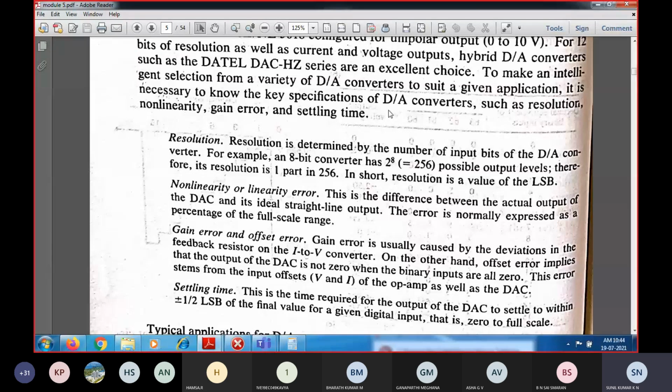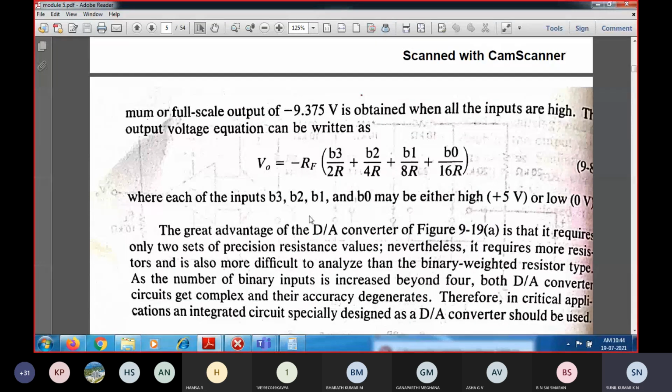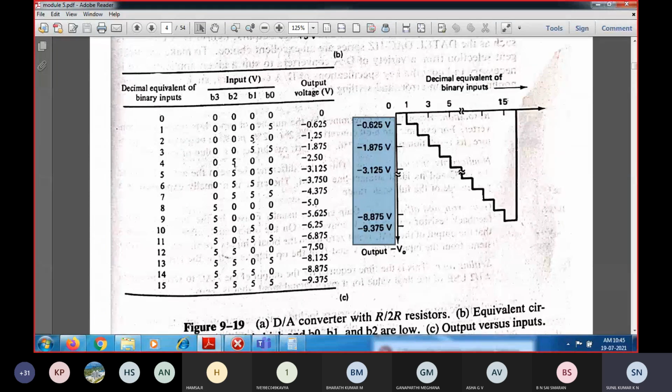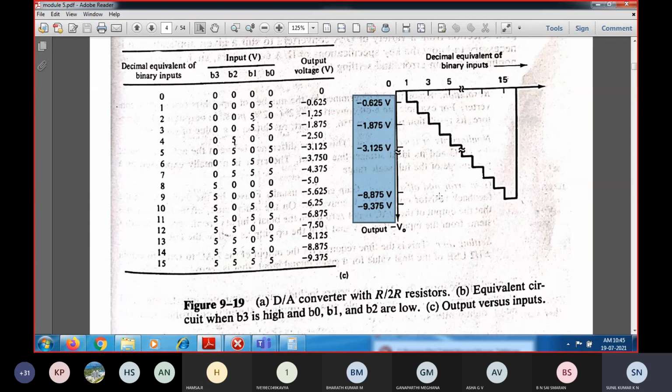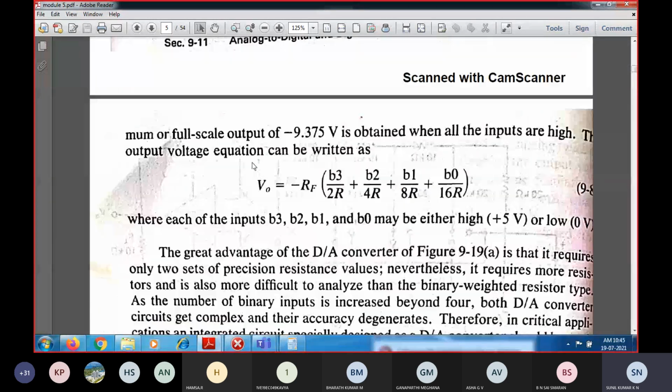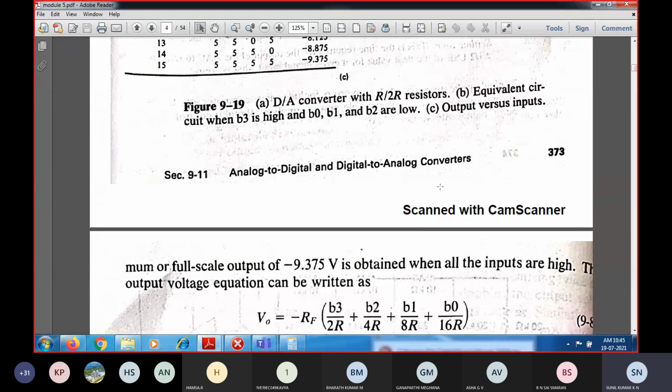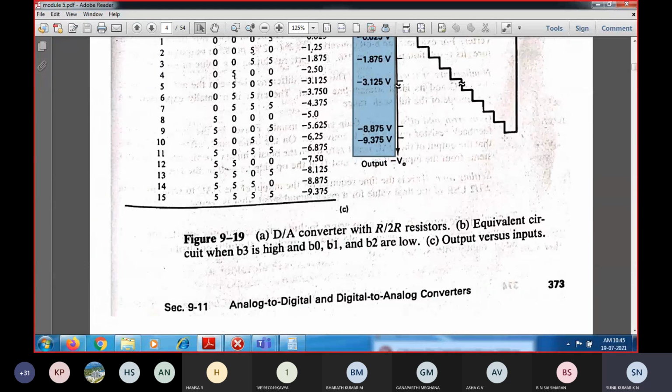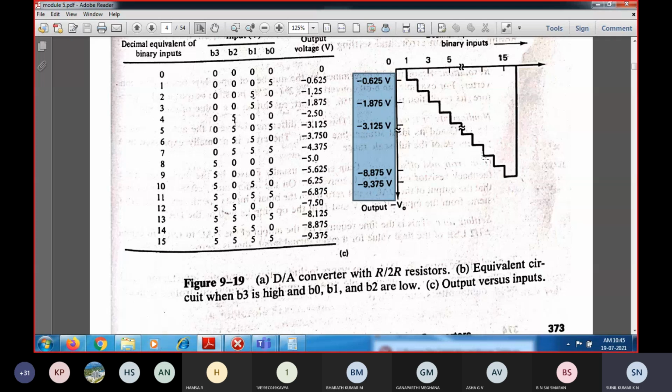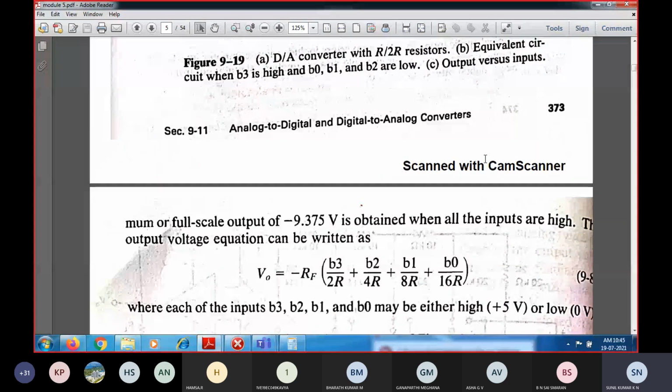So non-linearity as well as linearity error: you have seen this negative staircase waveform. This is nothing but the predicted output. This is a predicted output based upon this expression. If I find, I should get this as the output. That is the predicted output we should have. But in the actual output, if anything varies in the resistances and so on, there will be some deviation between the predicted output and the actual output.